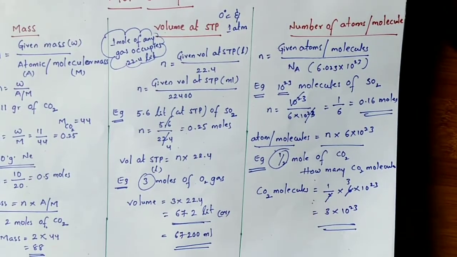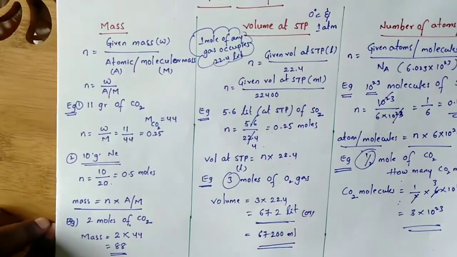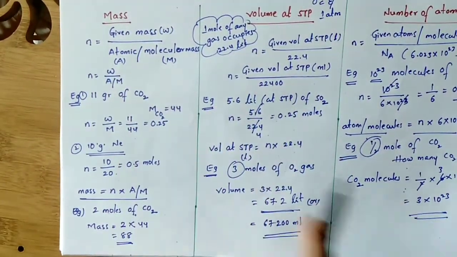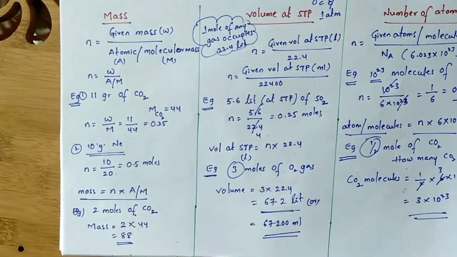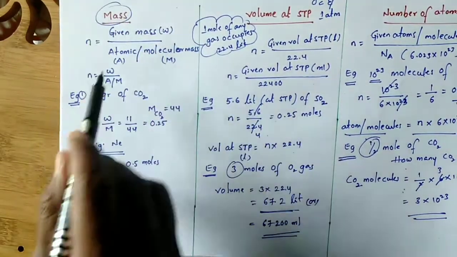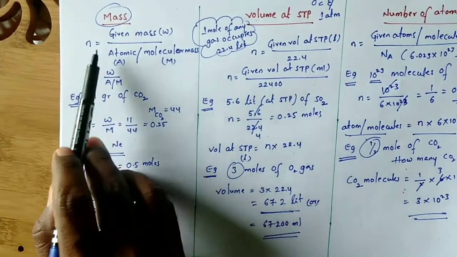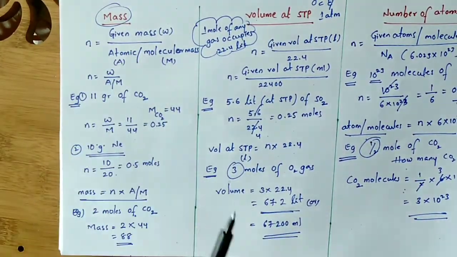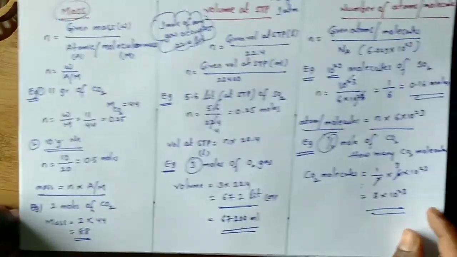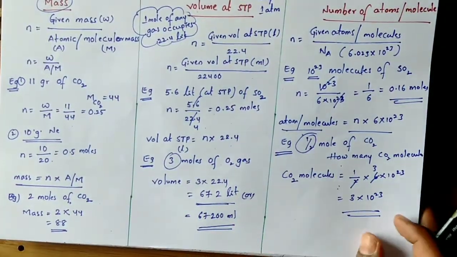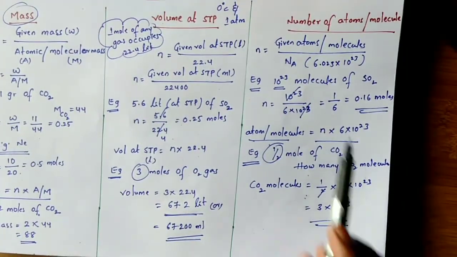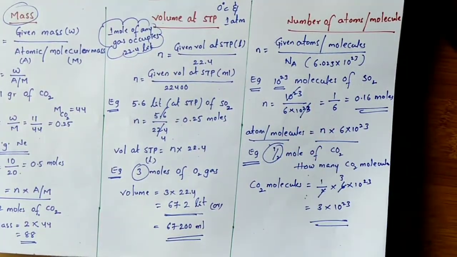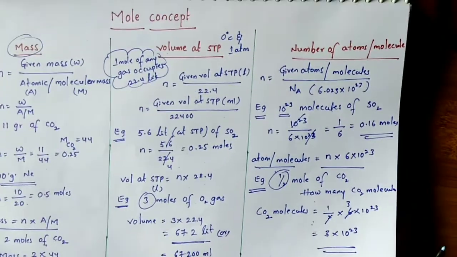Like this, we can calculate the number of moles in 3 cases. In total, you can find 6 relations here. If mass is given to you, this is the formula you can use. Any 2 terms, if you know, the third one you can find. If volume at STP is given, this is the procedure to find the number of moles. If number of atoms or molecules is given, this is the procedure to find the number of moles.